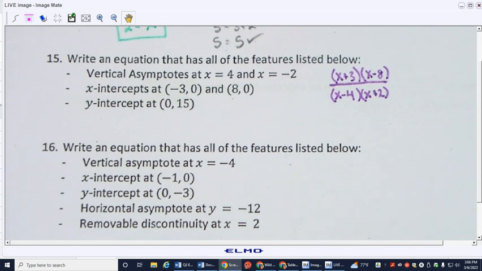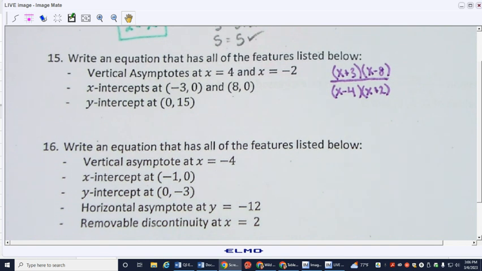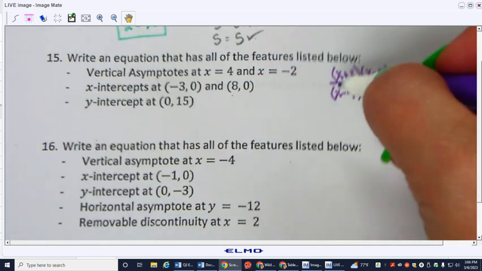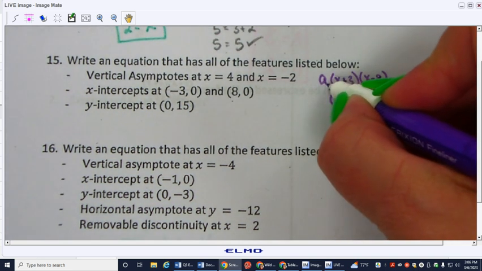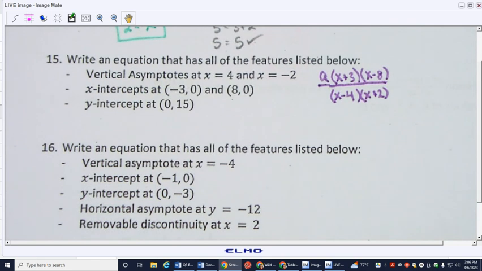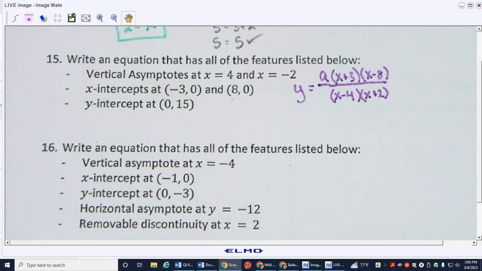Now this is the one that can throw us off a little bit. A y-intercept of 0, 15. That's to get us to check to see if there is an a value, if there's something being multiplied in front of this. So I need to check and see, do I have an a value? Or is it just 1 times all of this? Okay. Here's how we find out if we have an a value.